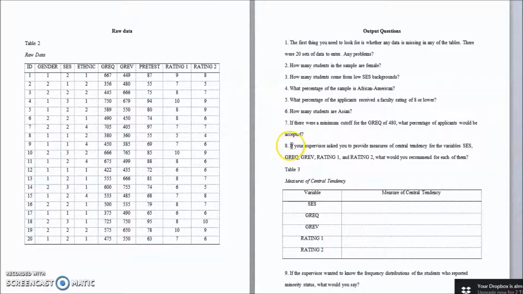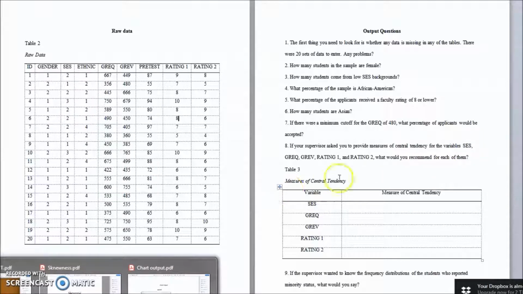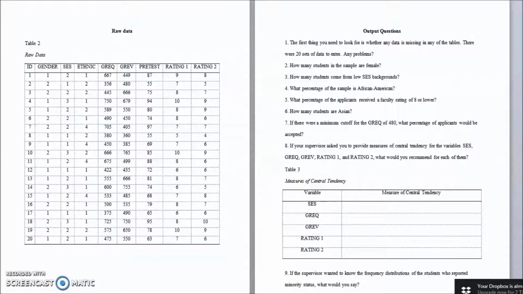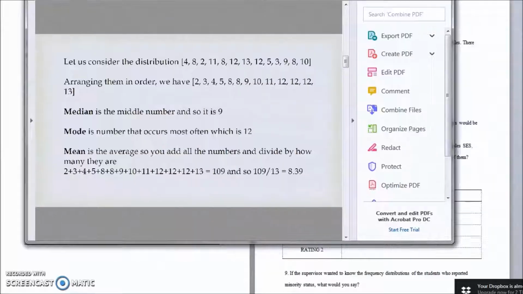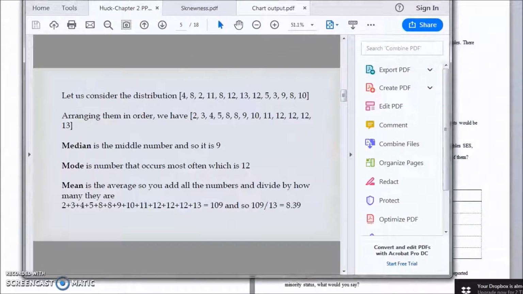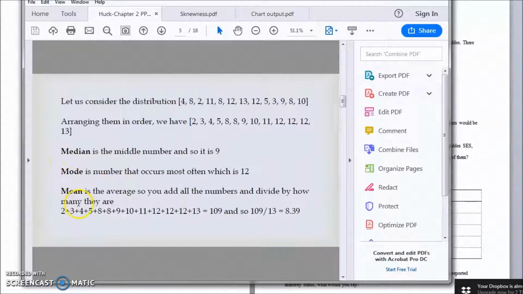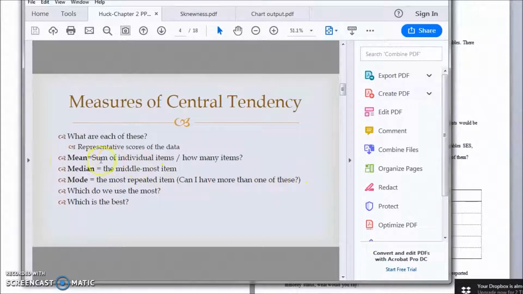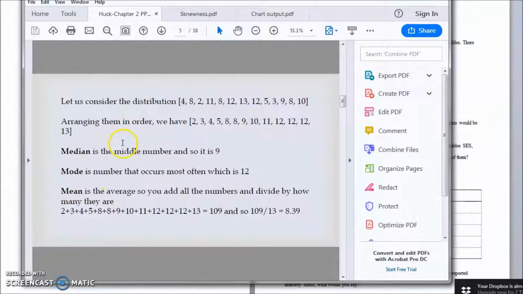Now we have a question. If your supervisor asked you to provide measures of central tendency for the variable SES, what would you recommend? So remember our chapter when we talked about the measures of central tendency. I'm going to open up that page and bring it in view. Mean, median, mode. So this was our measures of central tendency. You know how to calculate those.